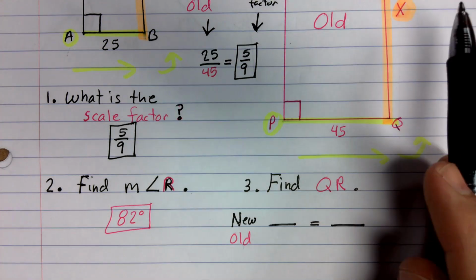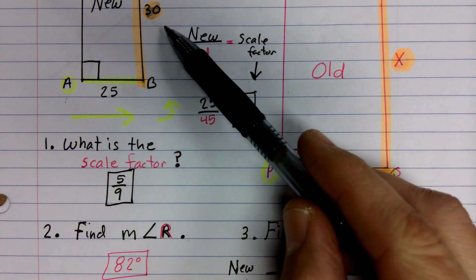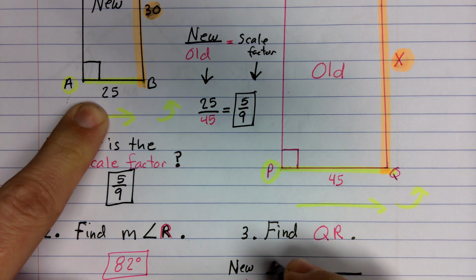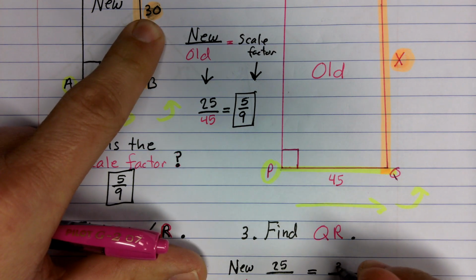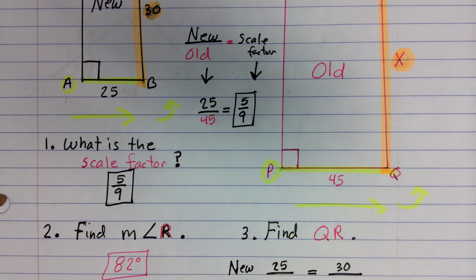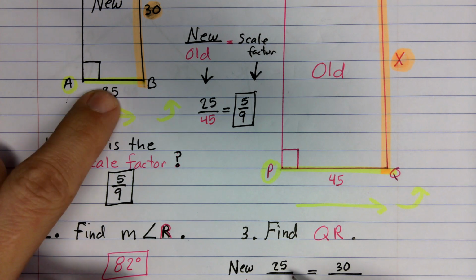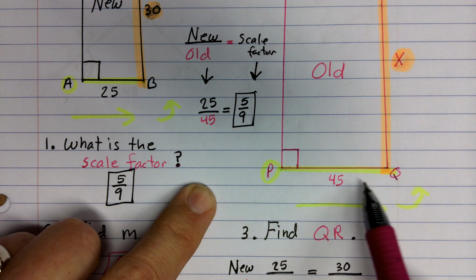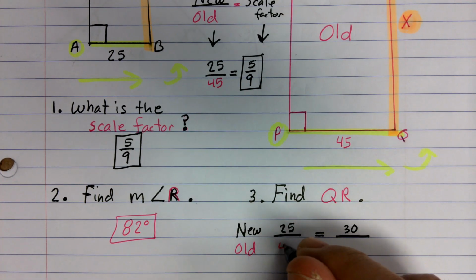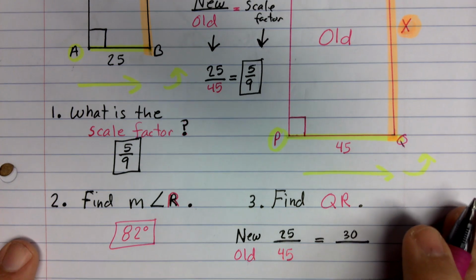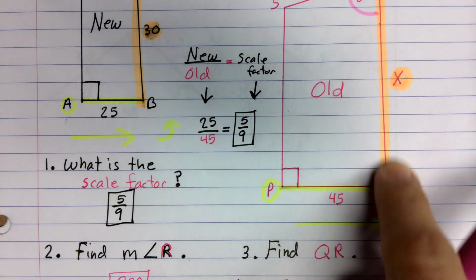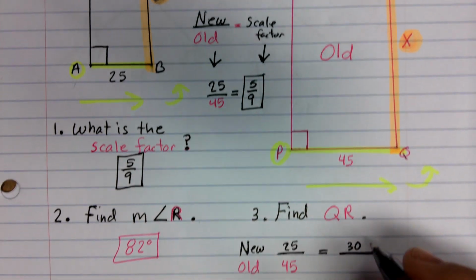And so I notice that if I go to my new figure, I have 25 and 30. That's side AB and side CB. So I'm going to write that. So I got 25 and then 30. And now I want to put those same values, but for the old shape, in the same order. In other words, this 25 was section AB of the new shape, and so it's going to be section PQ of the old one. So under 25, I'll put 45. And then under 30, which is this side right here of the new shape, I'll put an X underneath it in the denominator for this side of the old shape.